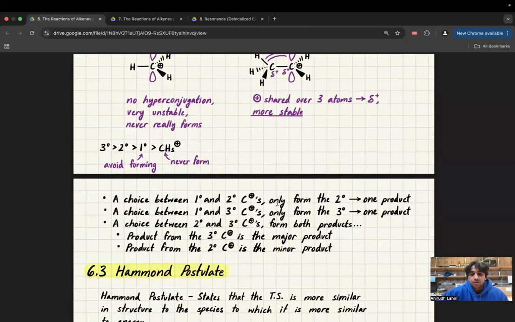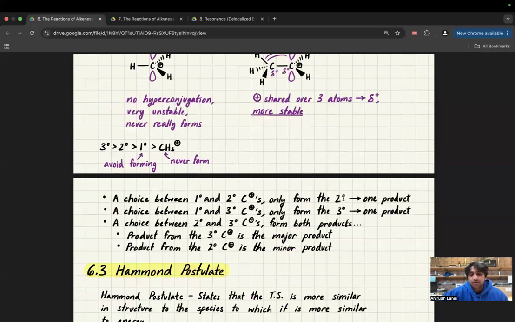All right. A choice between primary and secondary carbocations only forms the secondary product. A choice between primary and tertiary only forms the tertiary product. A choice between secondary and tertiary forms both products. Okay. So a tertiary is more stable than a secondary, but the difference between a primary and tertiary and a primary and secondary are so dramatic that we only form one product when we're comparing between them, versus a secondary and a tertiary, they'll form both products.